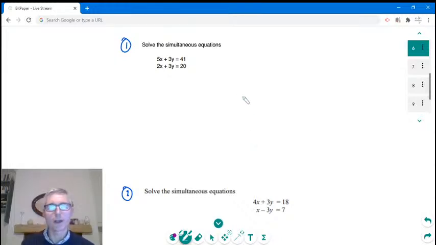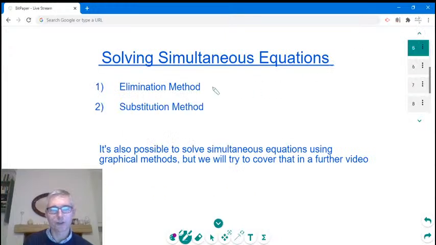We're going to do our second live stream, and this time it's going to be on simultaneous equations, and we're going to look at two different types of solving them. So we're going to look at the elimination method. So there it is. There's the elimination method, and we're also going to look at the substitution method.